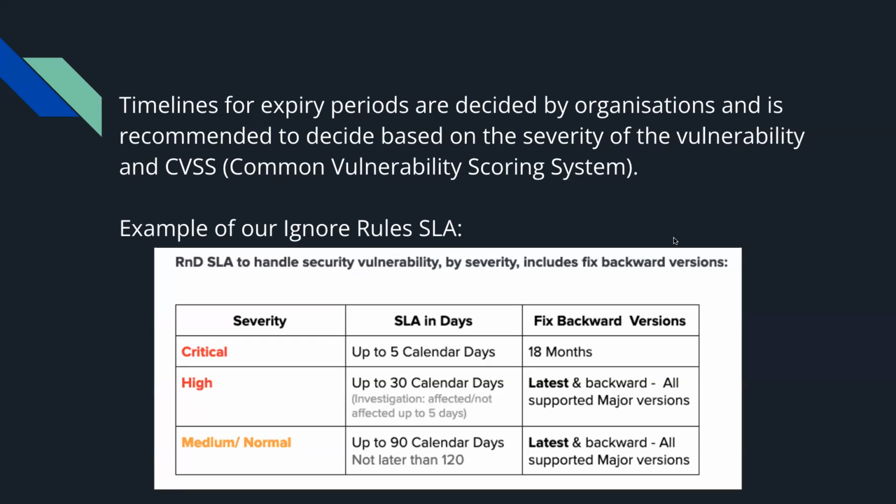But when we say 30 calendar days, because it is still high, the first step will be investigation. Is it severely affected or not? We will be verifying and validating, and if it is severely affected, then we need to sit down, communicate with the team and take immediate action. But when it is not much affected in terms of functionality and the scope of the area, then you will be taking 30 calendar days. And for the rest, like medium, normal, low, you will have up to 90 calendar days SLA to set the expiry, but not later than 120 in worst cases. So this is the kind of ignore rules SLA that we follow.